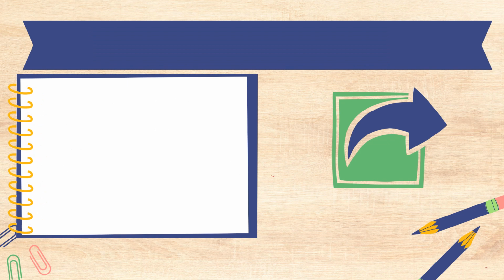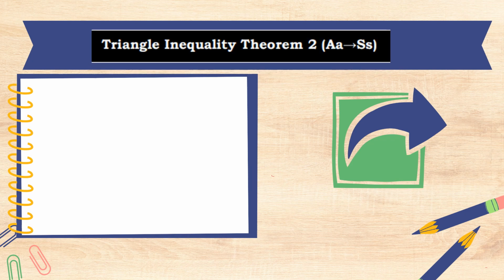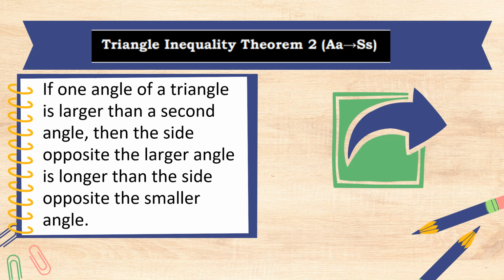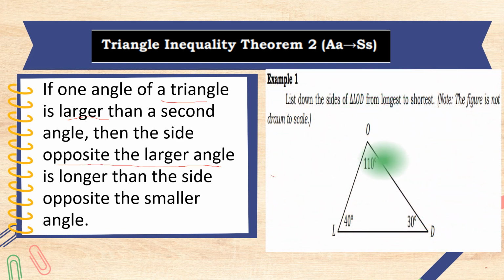Moving on to the second triangle inequality, we have triangle inequality theorem 2, angle to sides. This states that if one angle of a triangle is larger than the second angle, then the side opposite the larger angle is longer than the side opposite the smaller angle. For further illustration, let's have the given example. List down the sides of triangle LOD from longest to shortest.